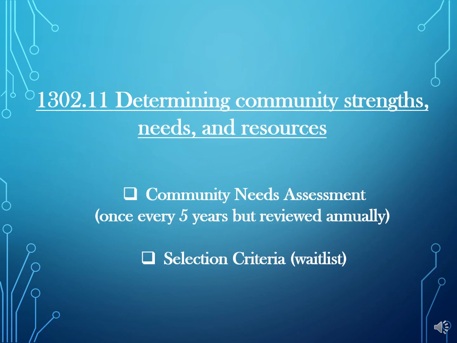We're going to start off with 1302.11, determining community strengths, needs, and resources. And how we do that is through the community needs assessment. A comprehensive community needs assessment is done once every 5 years, but it's reviewed annually for any changes or updates needed. Then we have the selection criteria, which is according to the wait list. And we determine our selection criteria according to what the community needs assessment information gives us.